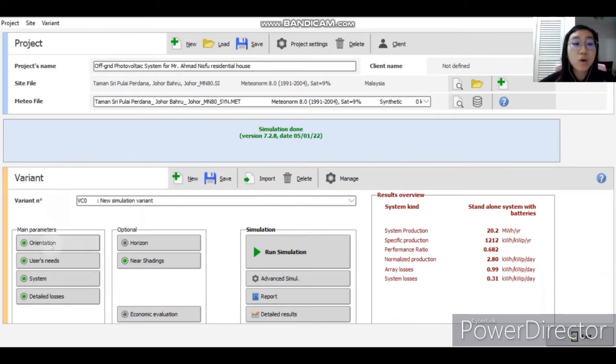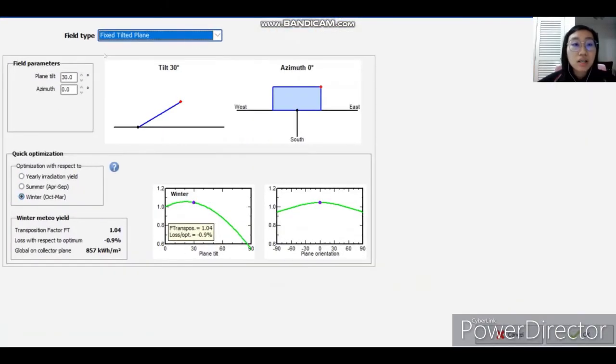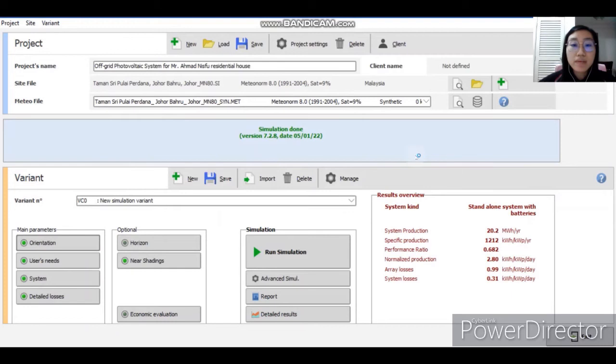parameters, which are the orientation. In this orientation, the field type is set to fixed tilted plane, and the plane tilt is 30 degrees, and the azimuth is 0 degrees, as shown here. And this is for the optimization with respect to the yearly irradiation. This shows that the plane tilt is at 30 degrees, and the plane orientation is at 0 degrees. And next we will click OK, and then we can proceed to the user's needs.